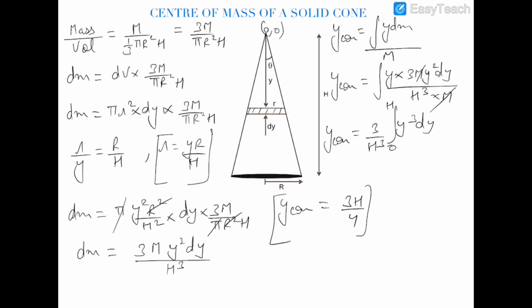So this center of mass COM will be at a depth of 3h by 4 and h by 4 from this point. So this will be the center of mass COM.